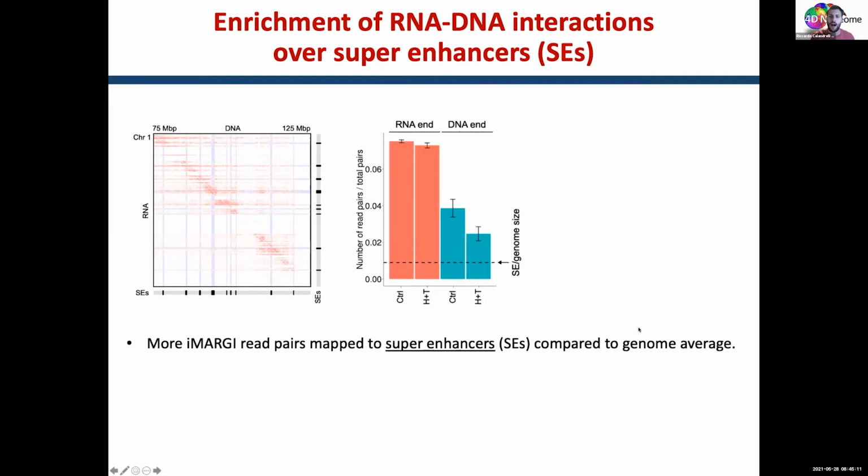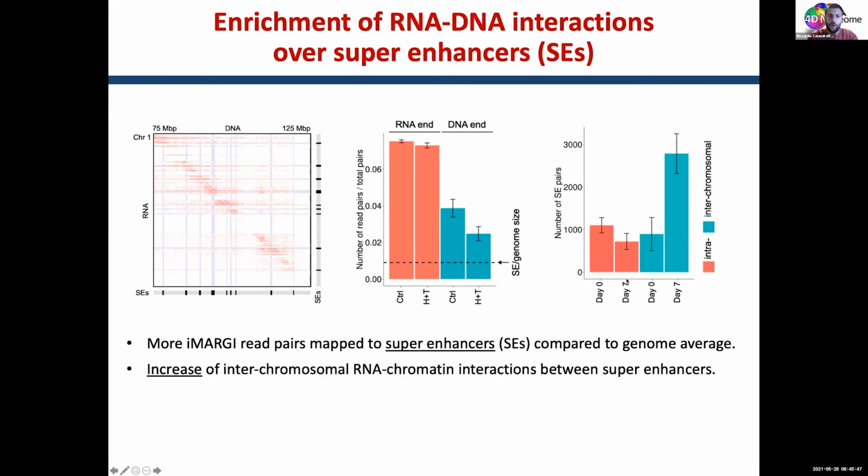Indeed, if we quantify this enrichment by comparing the amount of overlap of IMARGI read ends over the superenhancers compared to their genome average by length, we can see how both RNA end and DNA end in control and HT samples are way above this dotted line. And also this quantification reflects the fact that we seem to observe more enrichment and more overlap on the rows, namely RNA ends, than the column DNA end.